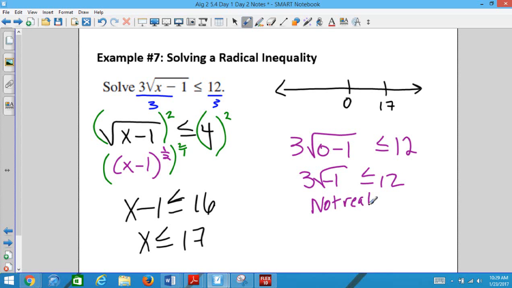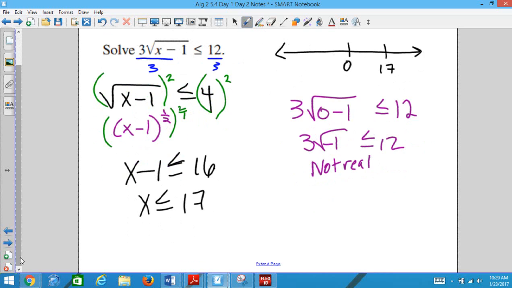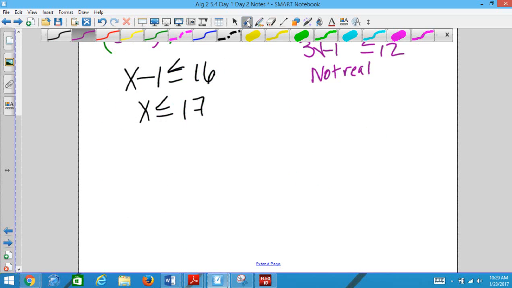So when I give the answer of x is less than or equal to 17, that's actually not enough information for this question, because it can't be anything less than or equal to 17. There is a restriction that says the stuff underneath the square root has to be greater than or equal to 0. You can't take the square root of a negative number. So there is one more step to this.